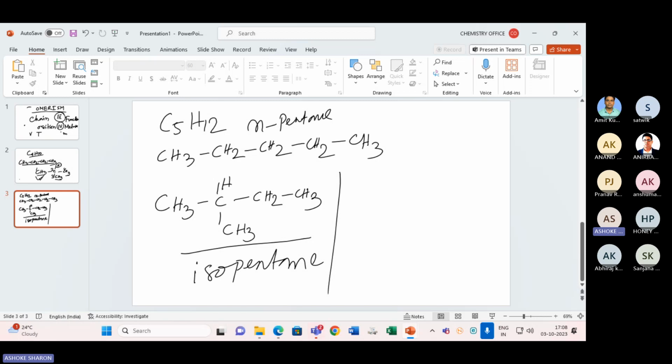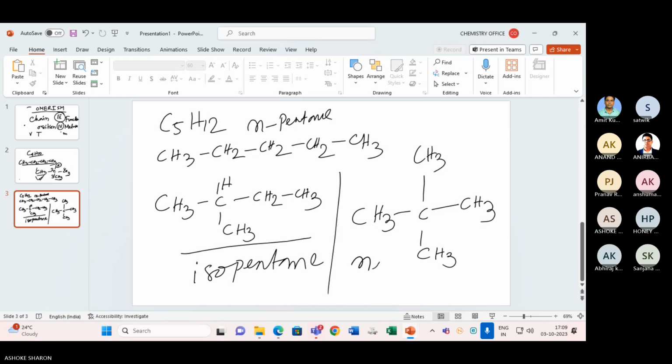And there is another possibility. What is the other possibility? If you consider it like this, that will be this CH3, CH3, and 1, 2, 3, 4, and this is CH3. So this is called neopentane. So you can see the formula in all the cases is C5H12, but there are three different structures. So all are the class of chain isomerism or nuclear isomerism.